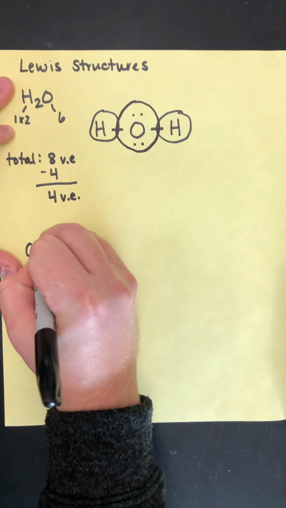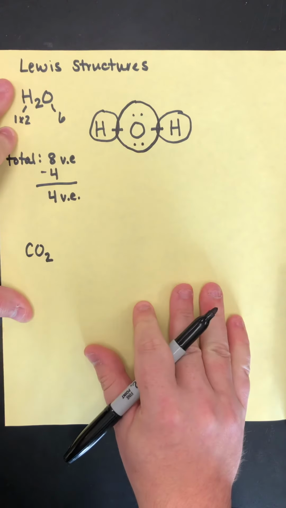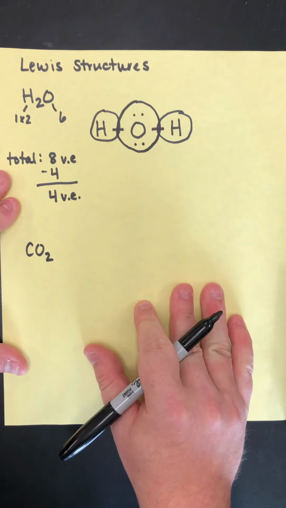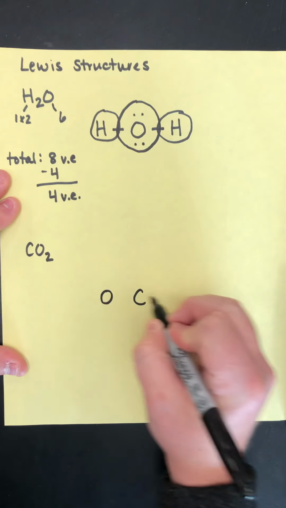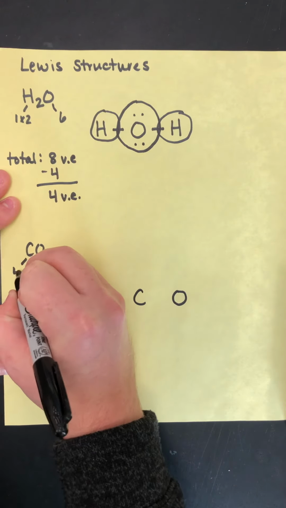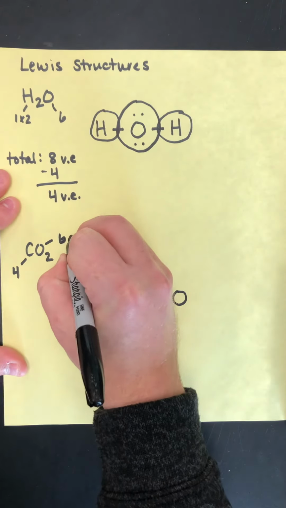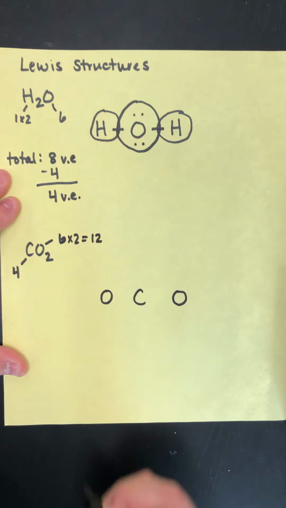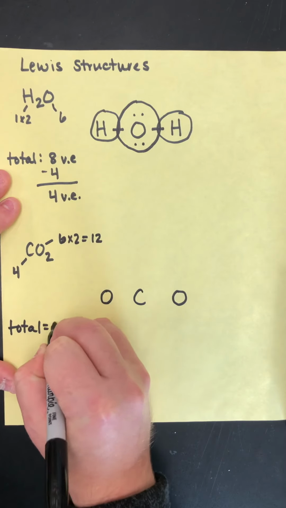Next is CO2. This one gets a little bit more complicated. Again, we're going to follow the steps, write out the symbols. Remember our little hint, never H, always C for which one goes in the middle. So C goes in the middle here. We're going to draw an oxygen off to one side and the other side. Count up the total number of valence electrons. Carbon is in 4A, so it has 4. Oxygen is in 6A, so it has 6, but there's 2 of them, so that's 12. So our total to start is 12 plus 4, which is 16.